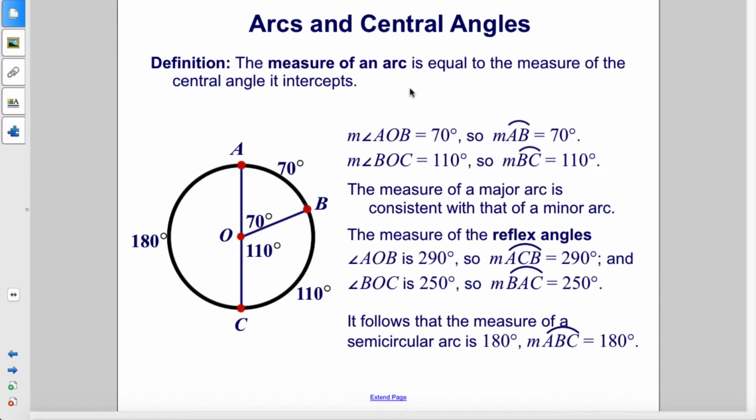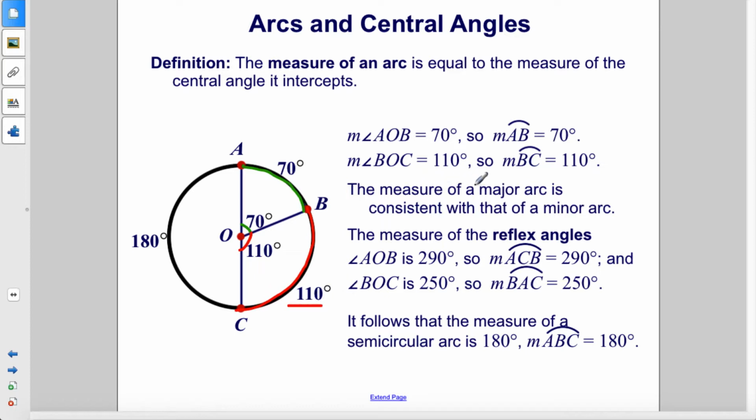The measure of an arc is equal to the measure of the central angle it intercepts. Alright, so the measure of angle AOB here is 70 degrees. So the measure of arc AB equals 70 degrees. The measure of angle BOC here equals 110 degrees. So the measure of arc BC here is 110 degrees.